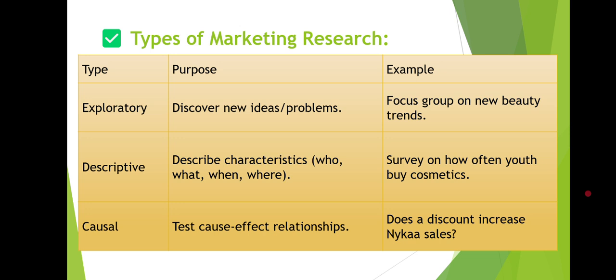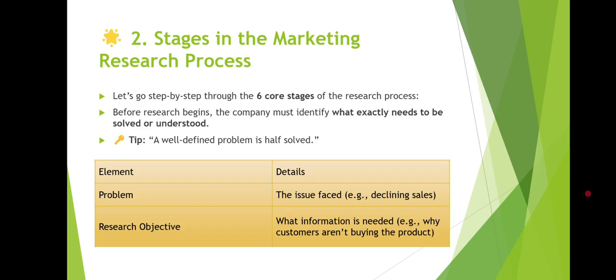Next we have descriptive research. Descriptive research means describing characteristics: who, what, when, where. For example, a survey on how often youth buy cosmetics. Next, we have causal research. Basically, the purpose of causal research is to test the cause and effect relationship. For example, does a discount increase Nykaa sales?